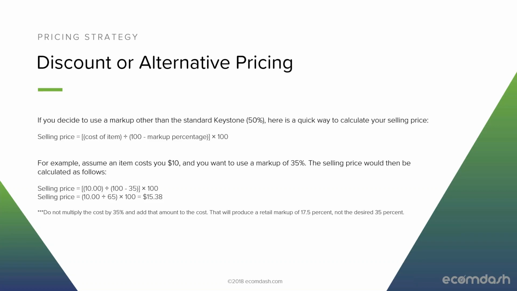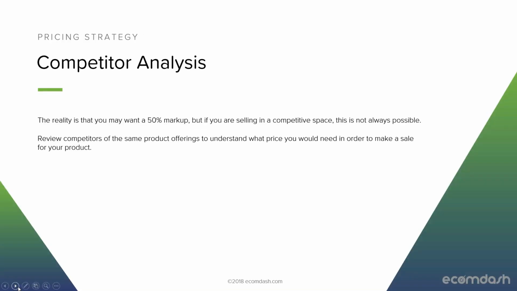So one thing to keep in mind if you are doing it this way is don't go right off the bat and say it might cost $10, multiply it by 35%, and then add that to get my markup. Instead, make note of this equation where you can just plug your numbers in each time, calculate it out, and get that number. Just again, cost divided by 100 minus your markup percentage, and then multiply that by 100. Sorry.